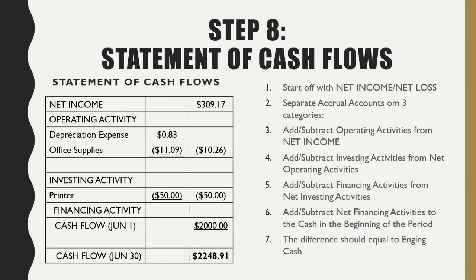Then we're going to come into another conclusion to complete the last statement, which is the statement of cash flows, right? This one kind of tailors a lot of things. Most of the things that you see here are actually going to come from your balance sheet as well as your income statement, right? So at the very top, you're going to start off with recognizing what was your net income or your net loss for that month.